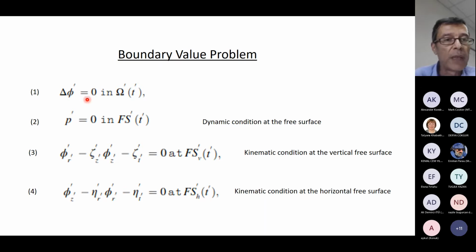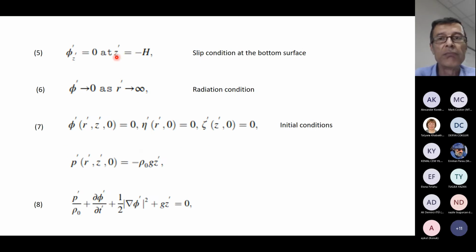The flow is governed by the Laplace equation, and the dynamic condition is that pressure is atmospheric at the free surfaces. We have two free surfaces. One is the vertical one at the lateral surface of the cavity, and at the vertical free surface, we have this kinematic condition. And at the horizontal surface, we have another kinematic condition and dynamic condition in both free surfaces. And the slip condition at the bottom surface. Radiation condition, number 6.